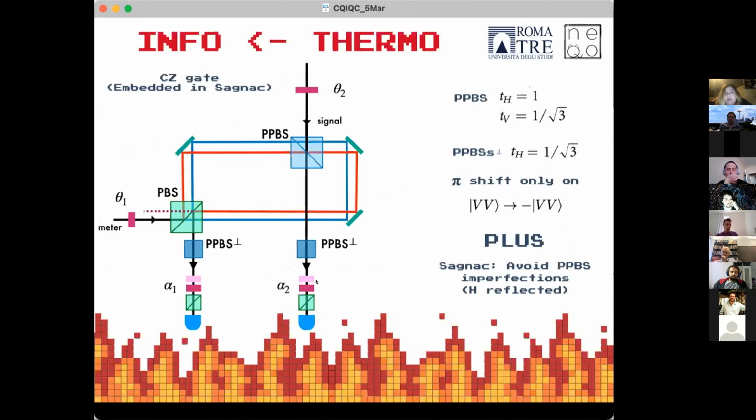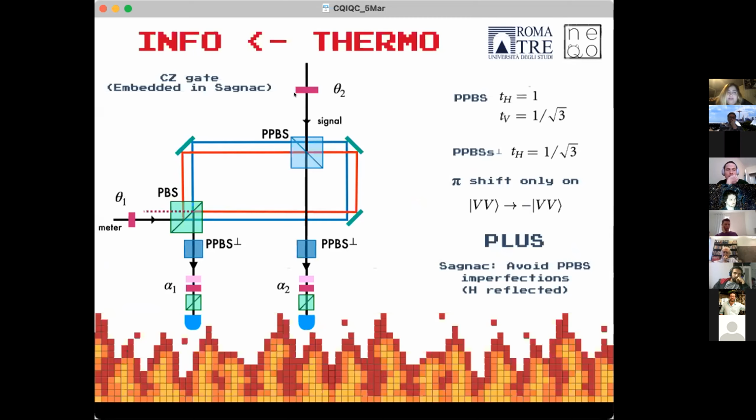The way we do it is we use, this is still a control phase gate, even if it doesn't look like one, but it is the exact same thing as before. I will convince you of that in a second. The interaction is happening here on this partially polarizing beam splitter as before, which has transmittance equal to 1 for the H component and equal to 1 over square root of 3 for the V component. However, the gate is always a control phase gate, which flips the VV component into minus VV.